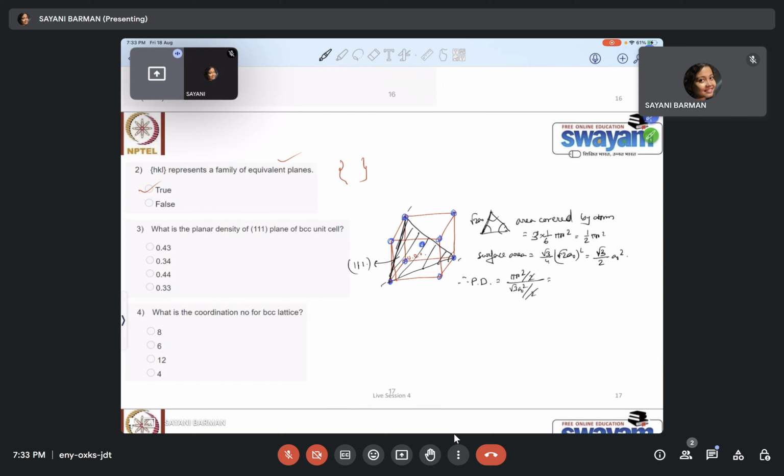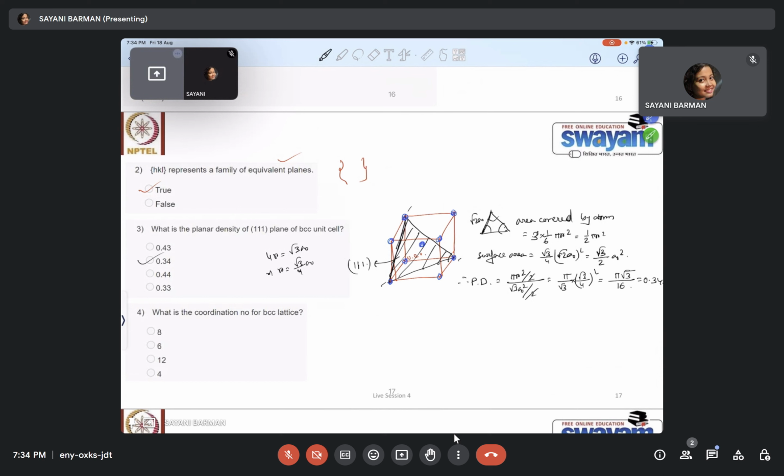This will cancel. Now pi by root 3 r square by a0 square. For a BCC lattice, 4r equals root 3 a0, or r equals root 3 by 4 a0, right? So a square will cancel out. It will be root 3 by 4 whole square. So root 3 will also cancel out, but another root 3 comes, and it becomes pi root 3 by 16. Okay, so this value is 0.34. So this is the answer.